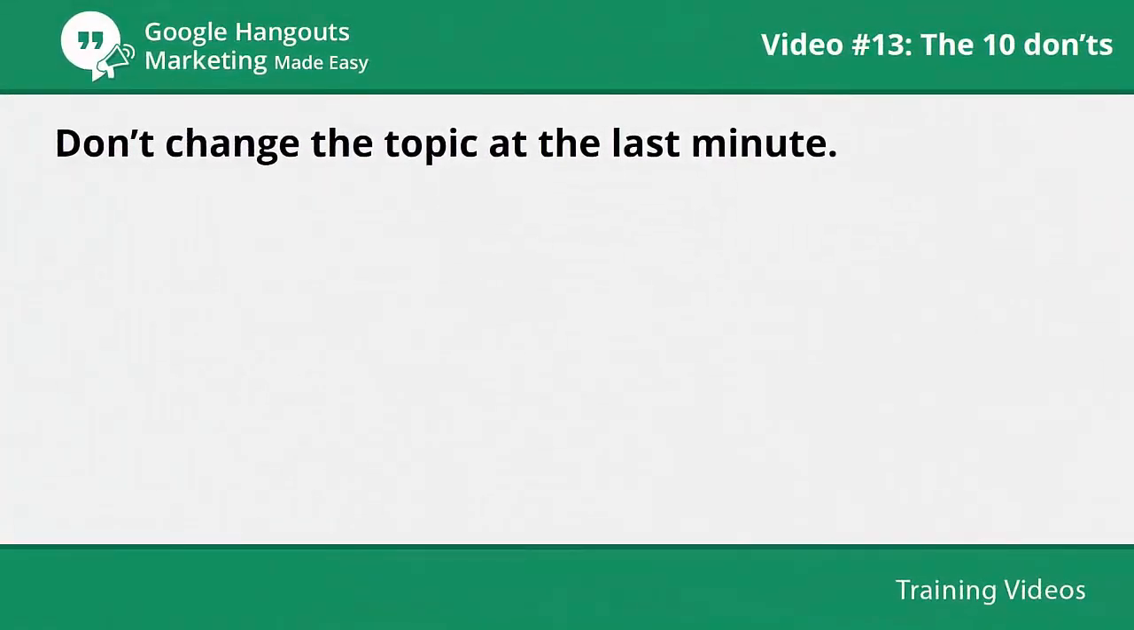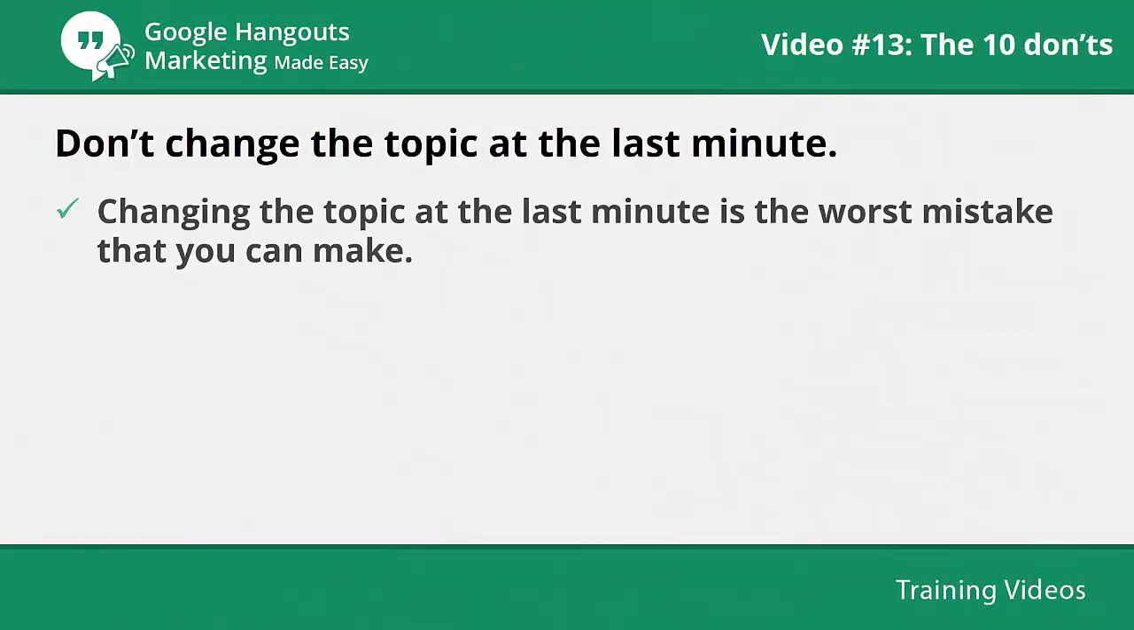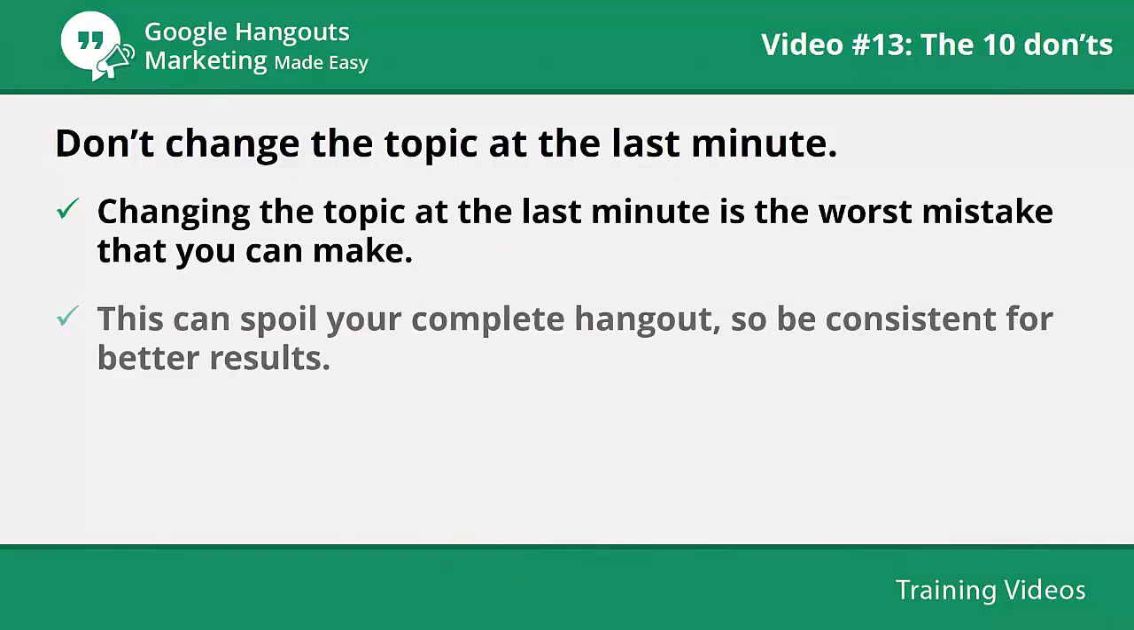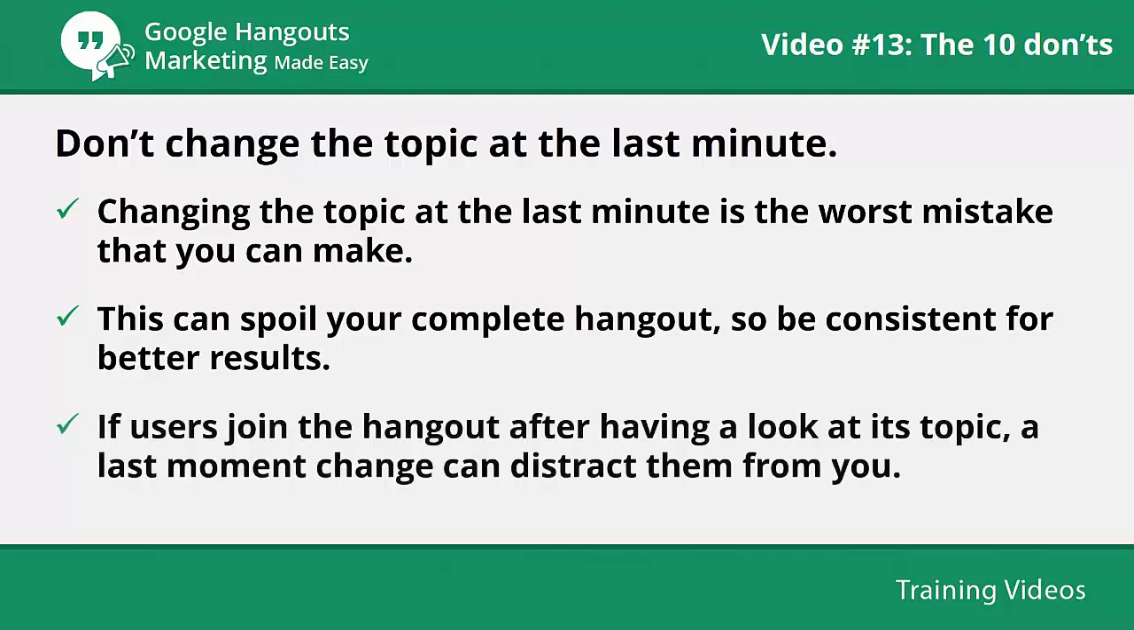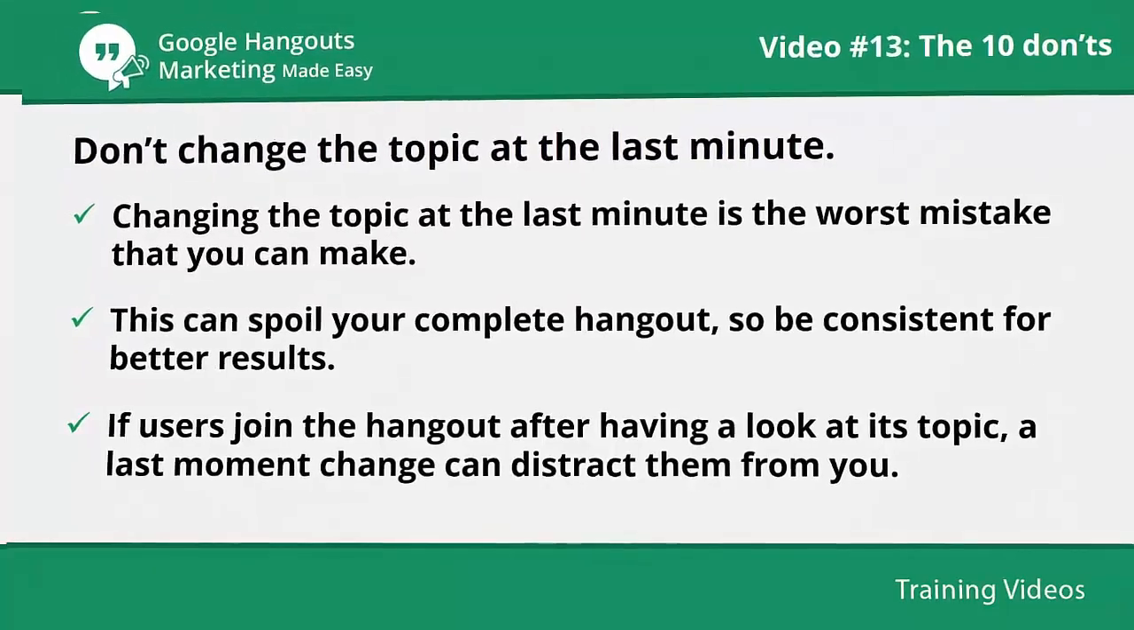Don't change the topic at the last minute. Changing the topic at the last minute is the worst mistake that you can make. This can spoil your complete Hangout, so be consistent for better results. If users join the Hangout after having a look at its topic, a last-minute change can distract them from you, and there are more chances that they will leave the Hangout in the middle of the session.